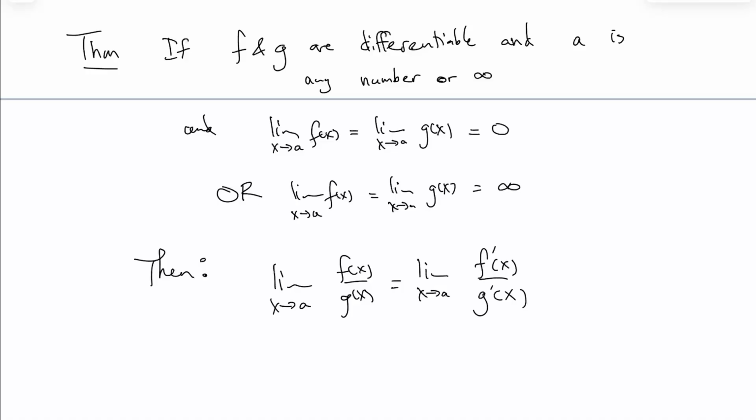If when you try to take the limits, you get either 0 on the top and the bottom, or infinity on the top and the bottom, then you can do this. Change it into a limit of the derivatives. And hopefully that makes it simpler. Usually does make it simpler. All right. Last type of variation.